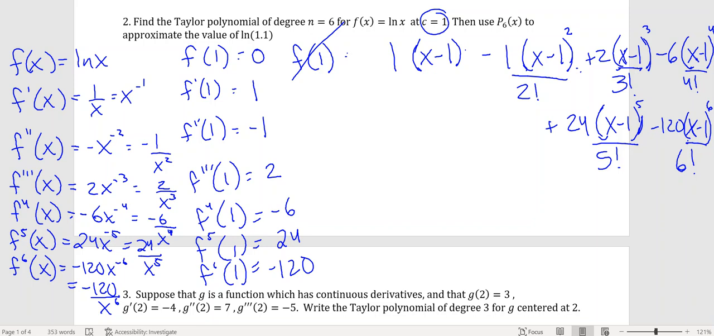If you wanted to know the approximation of ln of 1.1, we would just plug in 1.1 everywhere that we see x, okay? So you could replace all of these parentheses with 0.1s, right? Because 1.1 minus 1. So I would have 0.1 minus 0.1 squared over 2. This would be a totally acceptable answer on the free response, the way I'm writing this. Just saying 0.1 squared over 2 factorial. 0.1 cubed over 3 factorial.